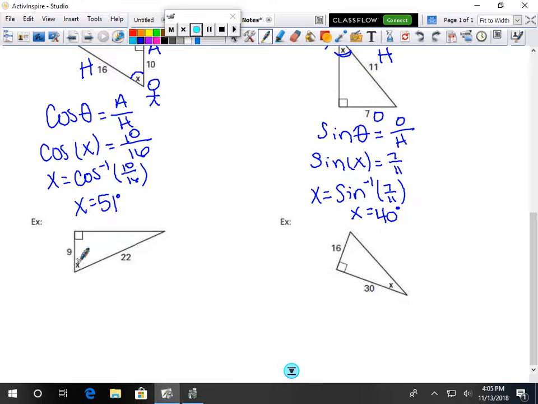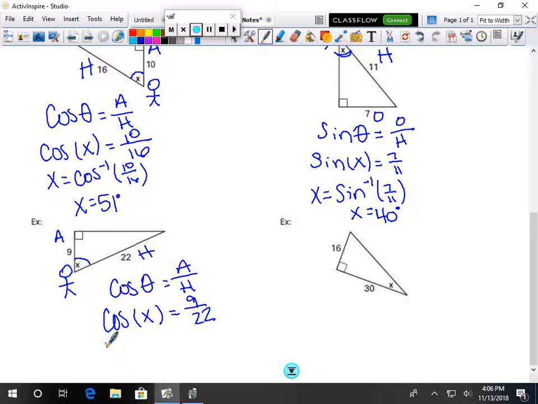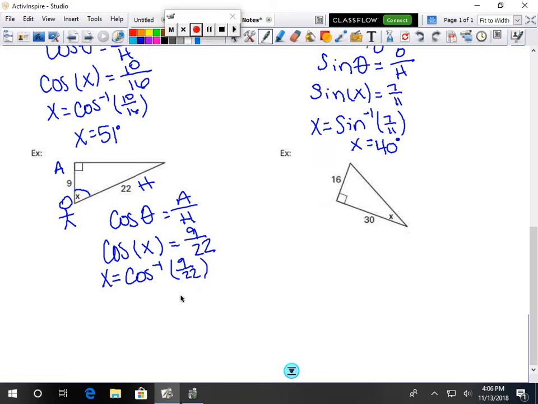Okay, looking at the next example here. X tells me I'm going to start down here. 9 would be A, 22 is H. So A and H tells me this is cosine. The formula is cosine theta is equal to A over H. So I'm going to plug everything in. Cosine X is equal to 9 over 22. So I have X is equal to cosine inverse 9 over 22. Plug this into the calculator and we get 65.8, which would round to 66.